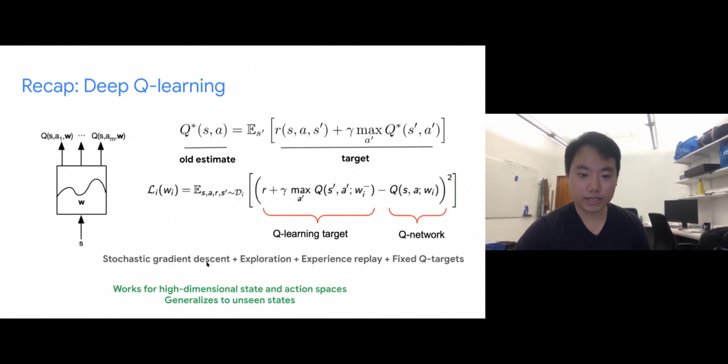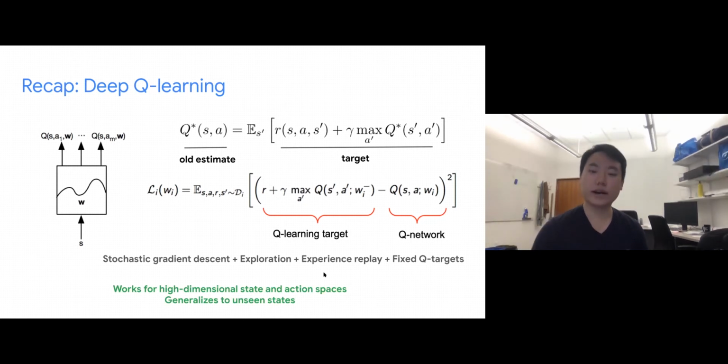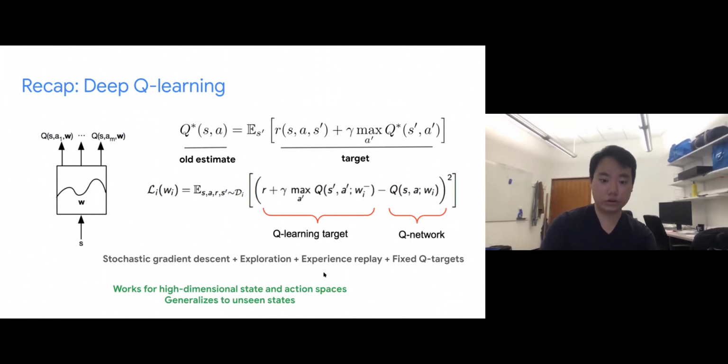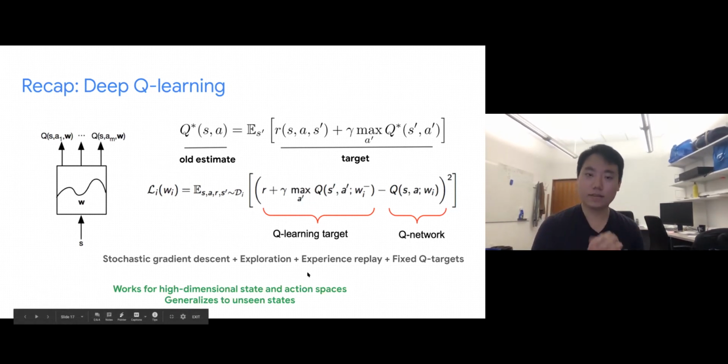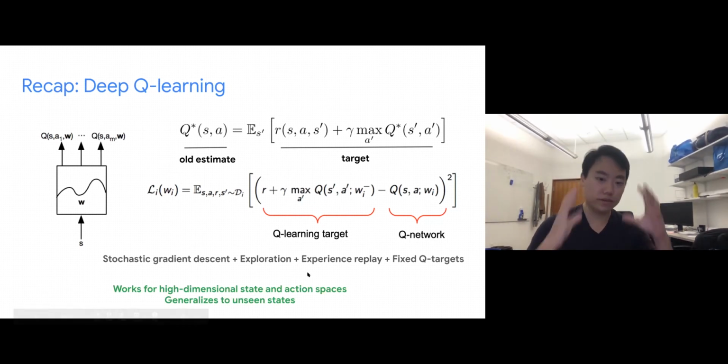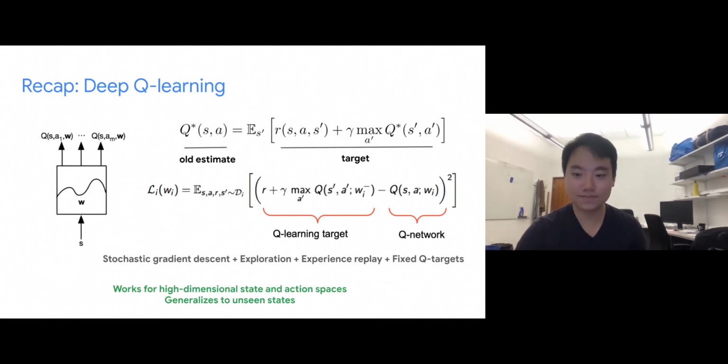Using these ideas of gradient descent, epsilon greedy exploration, experience replay and fixed Q targets, this actually works for high-dimensional state and action spaces and also generalizes to unseen states. We've seen how this can work for games, including Atari games, where we have images as states.